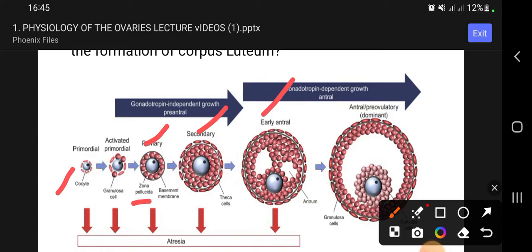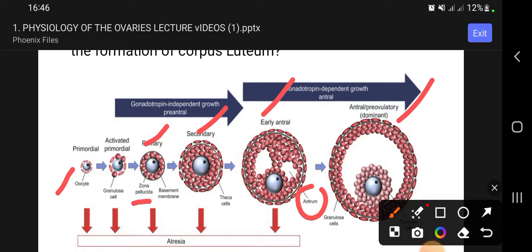And then we have the tertiary follicle, which is called the antral follicle. It has a fluid-filled cavity called the antrum, and the follicle will continue to grow in size. And finally, we are going to have what we call the dominant follicle, or the Graafian follicle, before ovulation.